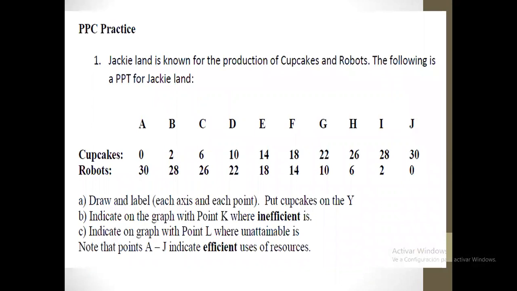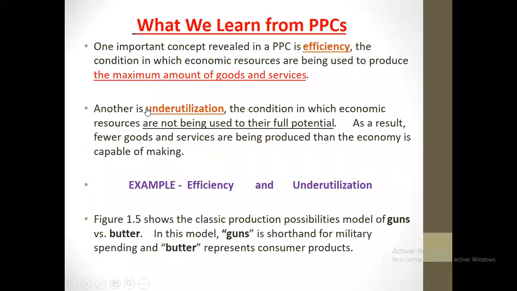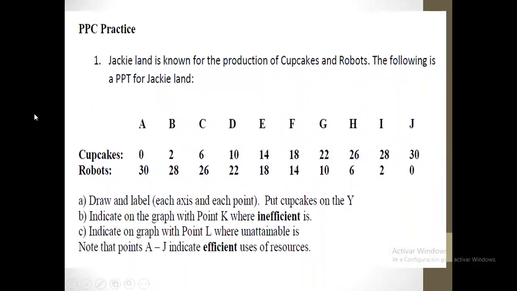This is the practice. It says Jake Land, that's a place. It's known for the production of cupcakes and robots. This is an example. This is because I don't think there is a factory that only produces cupcakes, que son dulcecitos, y robots. That's not possible. But anyway, this is as an exercise for you to do in your notebook. Okay, so write this information.